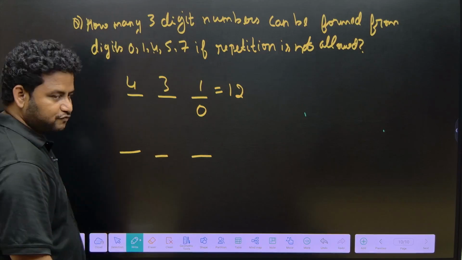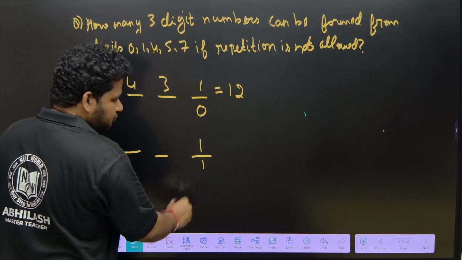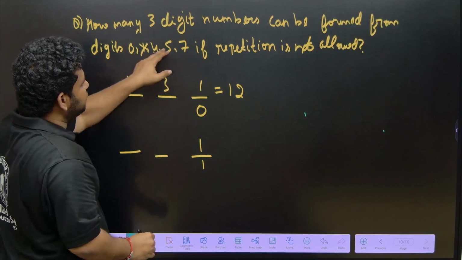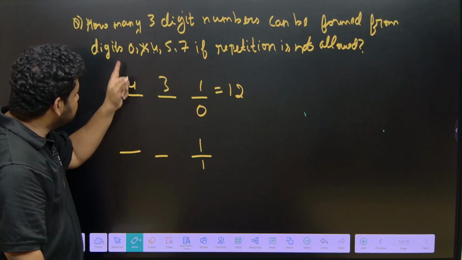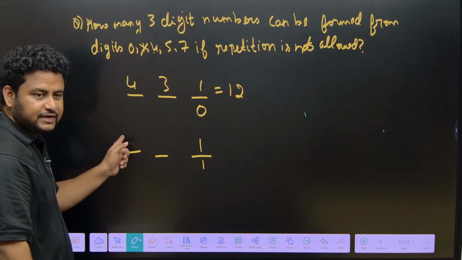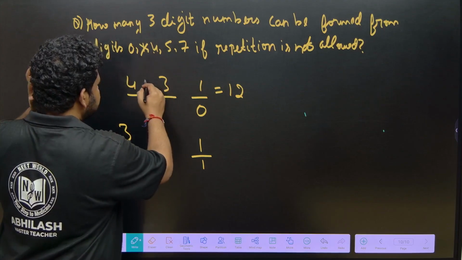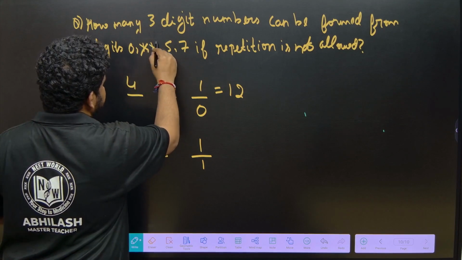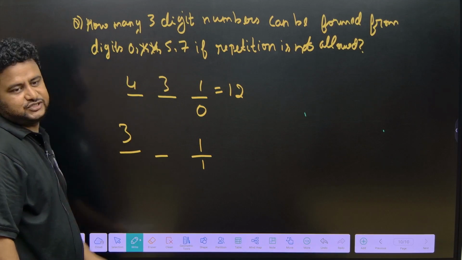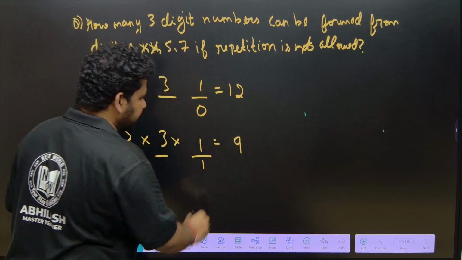Now see here, this one you should focus on. 0 will not come here. Suppose I write 1 here. If 1 is gone, remaining how many are there? 1, 2, 3, 4. But I should not write 4 here, because 0 cannot come here, as it will not become a 3-digit number. So I should write 3 here. Suppose 4 is fixed here. Now how many are there? 3. I cannot write 4 because one of the digits is already fixed. So 3 into 3, this will become 9.